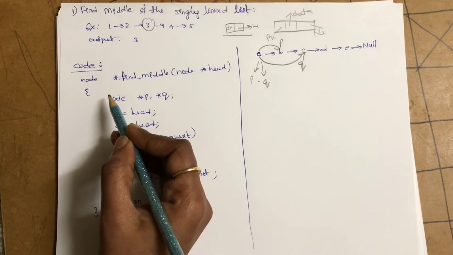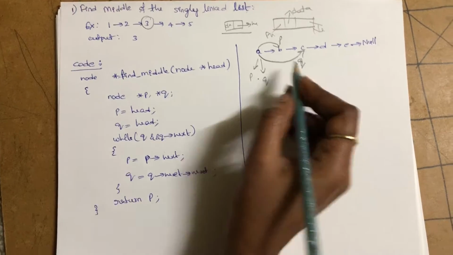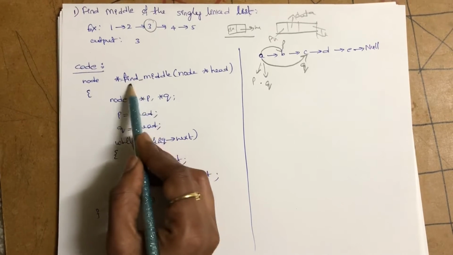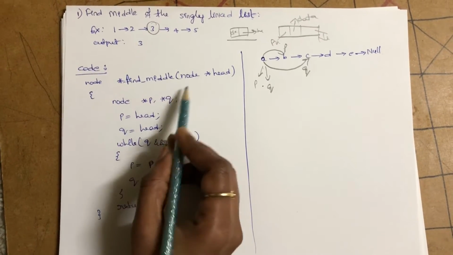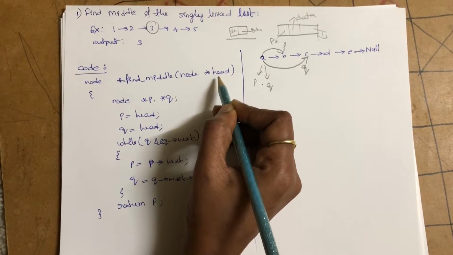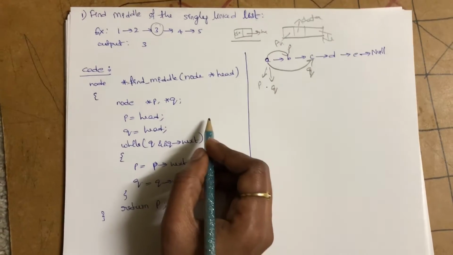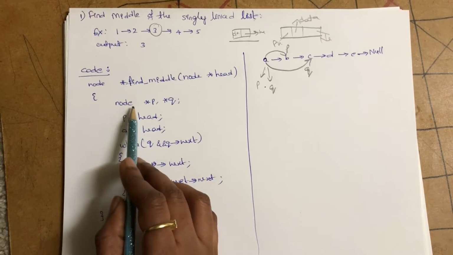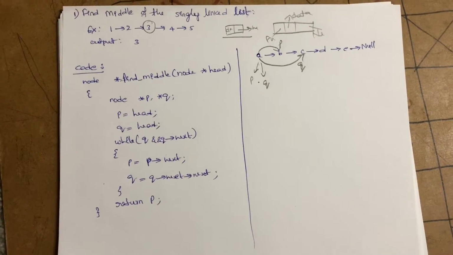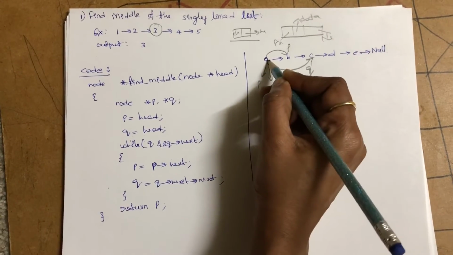So this is the code where we're going to implement this solution. Here we have the find middle function, and here is the node class, and we are given the head pointer of the single linked list. We are taking two pointers, P and Q, and initializing them to the head of the single linked list. That means Q and P both point to the head.